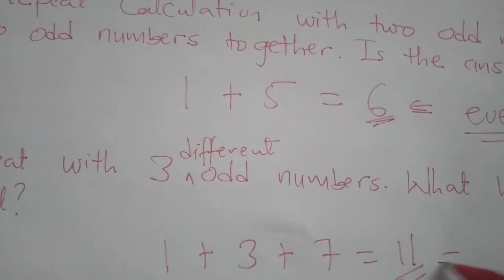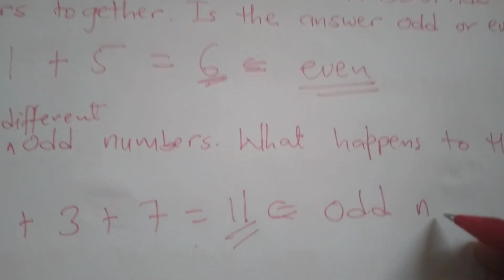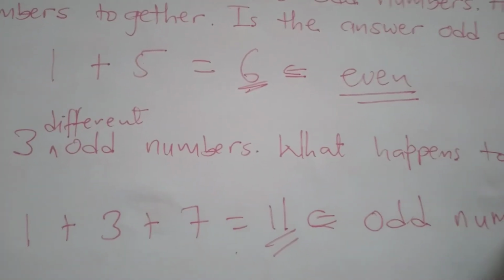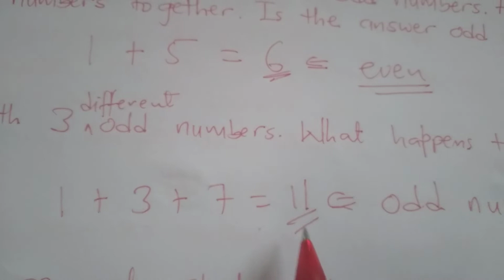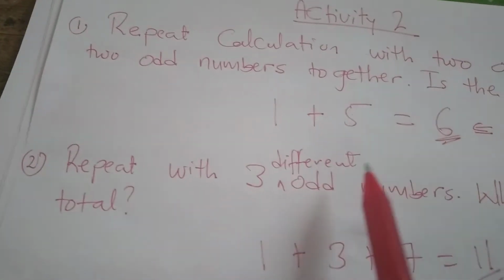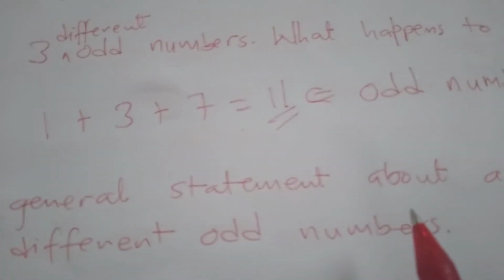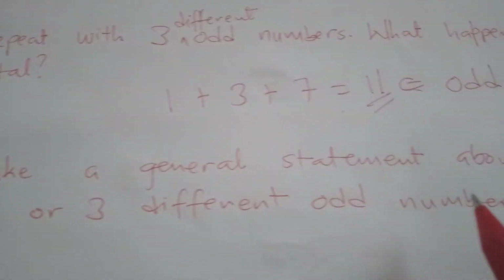What happens? We get an odd number, because 11 is an odd number. It ends with 1. So when you add 3 different odd numbers together, you are going to get an odd number. Now the third step says, make a general statement about addition of 2 or 3 different odd numbers. So we are going to make a general statement.